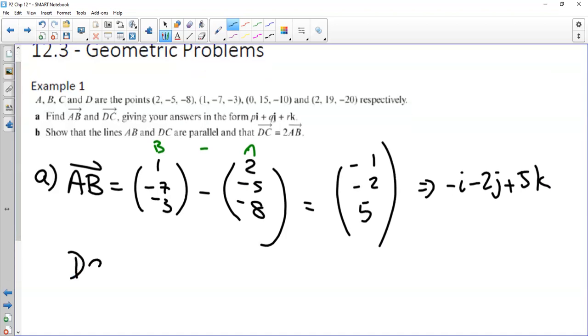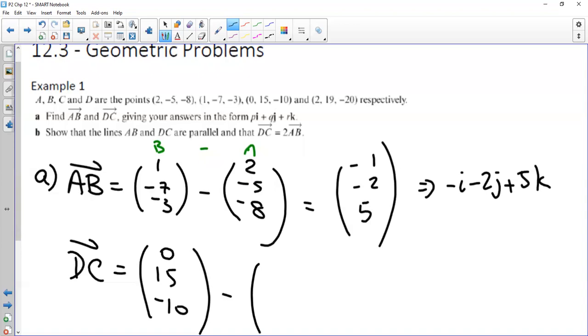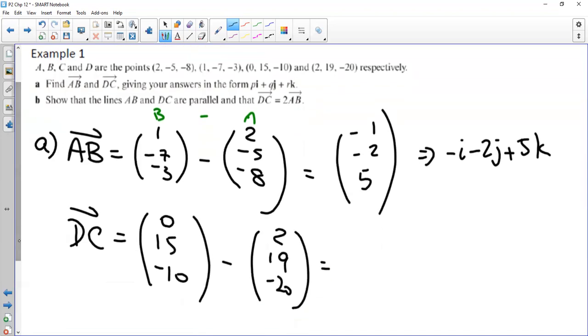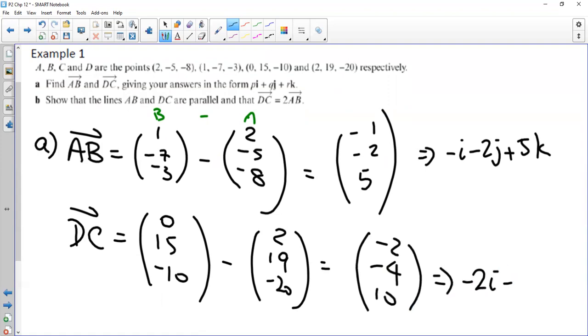DC. So DC is C minus D. So C is 0, 15, minus 10, take away D. So it's the second letter take away the first letter. 2, 19, minus 20. Which gives you minus 2, minus 4, 10. So minus 2I, minus 4J, plus 10K.